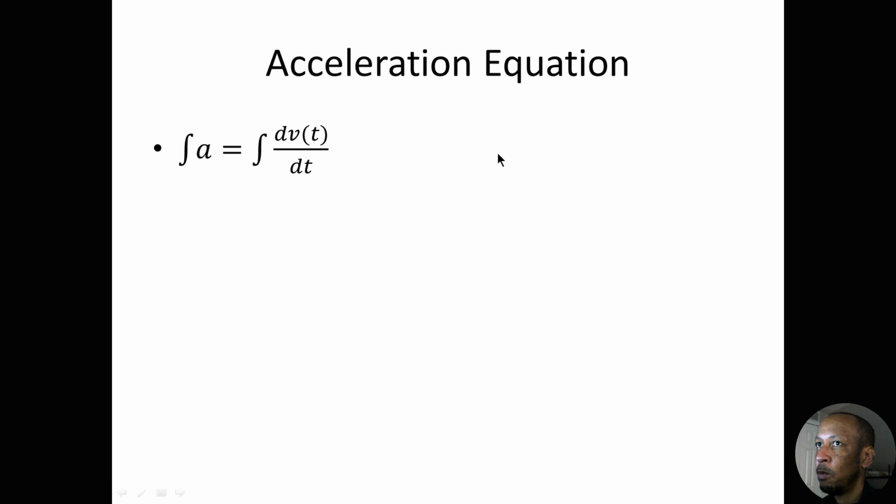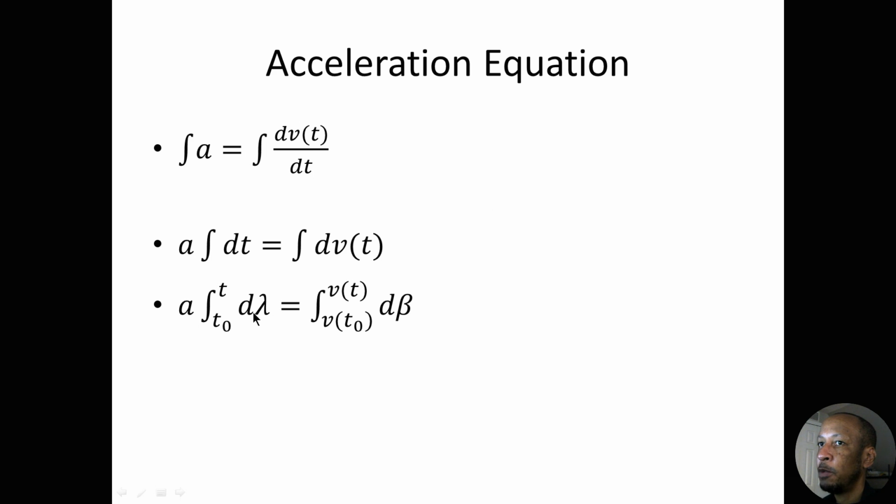So next we'll begin solving that differential equation. And so we anti-differentiate both sides. We end up with this expression when we move dt over to the left-hand side. So next we use some placeholder variables. On the left side I used lambda, on the right side I used beta. And so you give it the appropriate limits of integration.